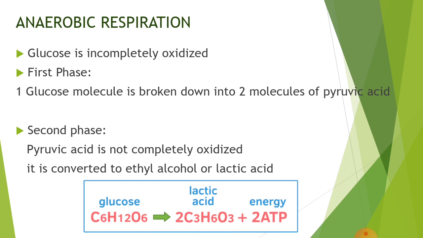In anaerobic respiration, glucose is incompletely oxidized because there is no oxygen. So here again there are two phases. In the first phase, which is similar to aerobic respiration, one glucose molecule is broken down into two molecules of pyruvic acid. But in the second phase, the pyruvic acid is not completely oxidized. It is converted into ethyl alcohol or lactic acid. And the overall reaction is that glucose is converted into lactic acid along with a little bit of energy.